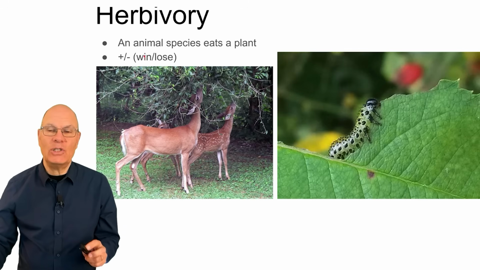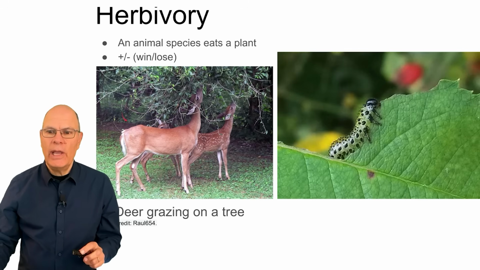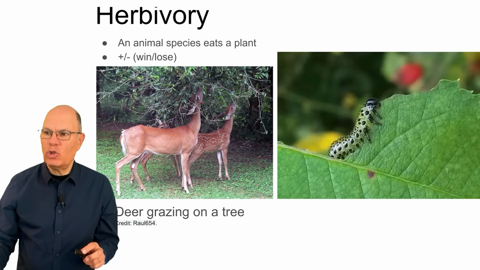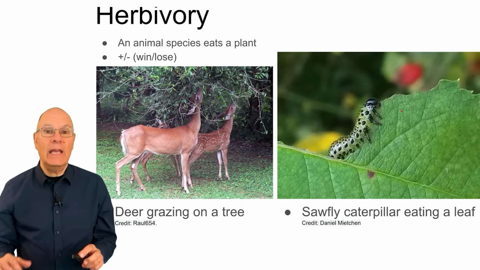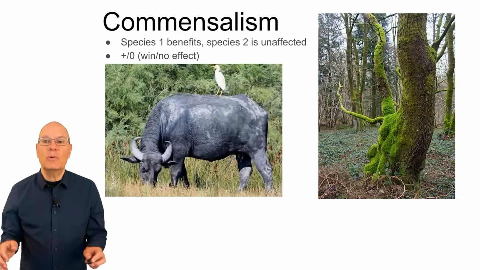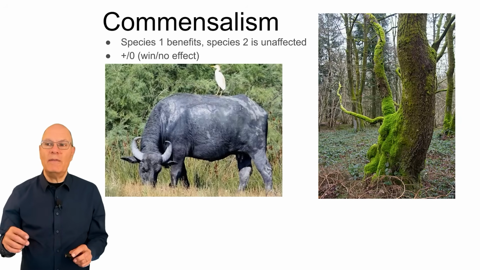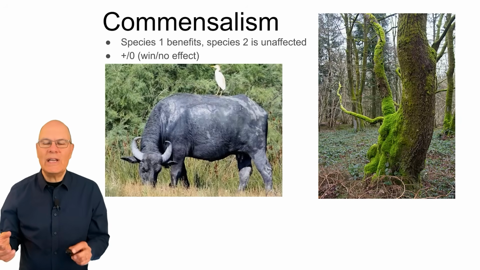In herbivory, an animal species eats a plant, and that's a plus for the animal, and it's a minus for the plant. It's a win-lose interaction. Here we have deer grazing on a tree, and here we have a sawfly caterpillar eating a leaf. Commensalism is a relationship where species 1 benefits and species 2 is unaffected.